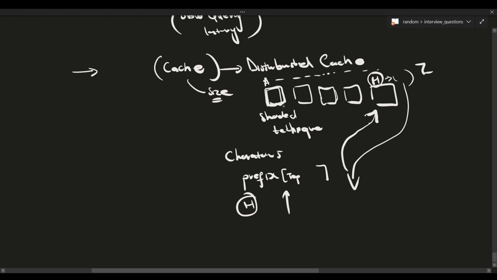Maybe we don't have enough nodes. Maybe we can have a range, to say that A to M is going to be inside this shard. Then maybe from Y to Z is going to be inside this shard. Something like that. So we can do something like that.